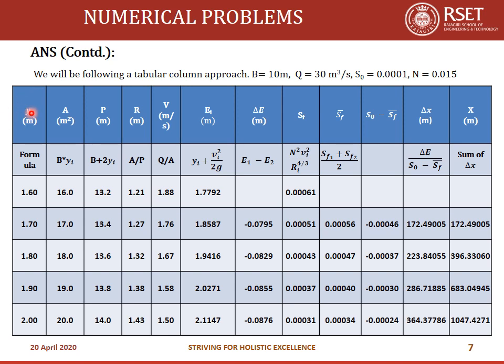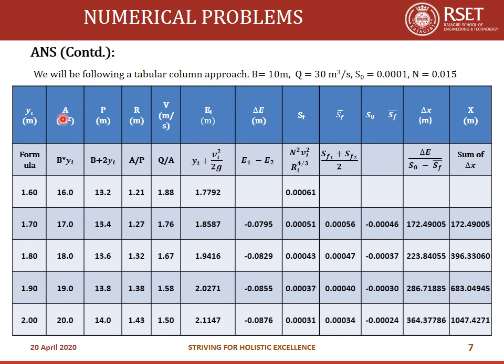So let's just count how many columns there are. 1, 2, 3, 4, 5, 6, 7, 8, 9, 10, 11, 12 columns. There are 12 columns in this table, and under each column I have written the formula, except for y, because y is the depth. So this is y ranging from 1.6 to 2 meter, and I have broken it down into small depths: 1.6 meter, 1.7 meter, 1.8 meter, 1.9 meter, and 2 meter.